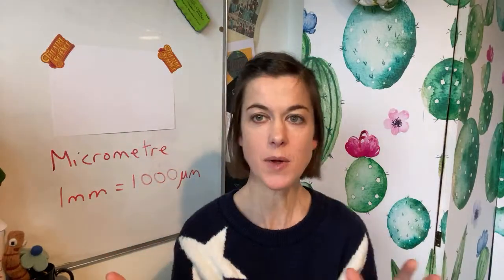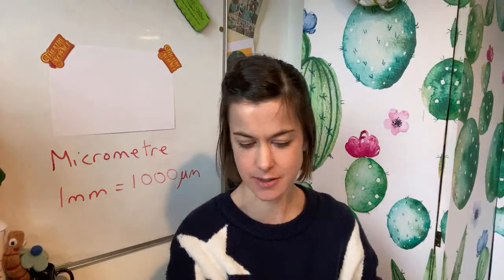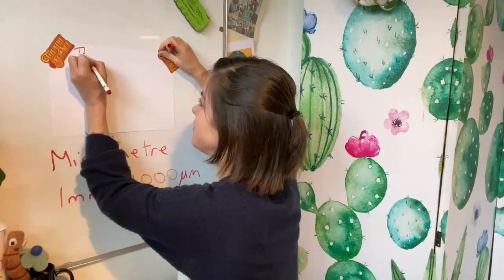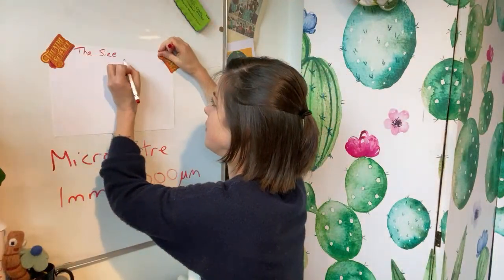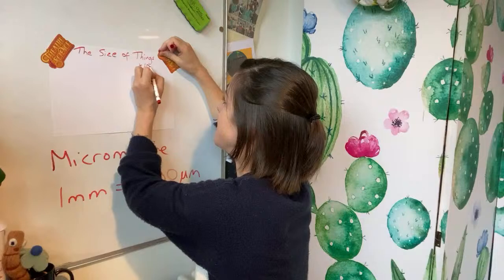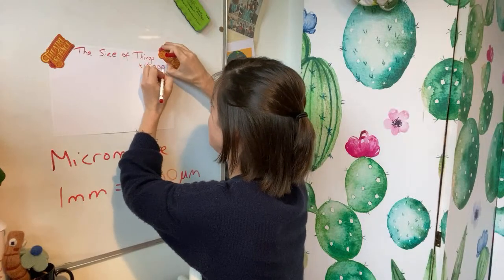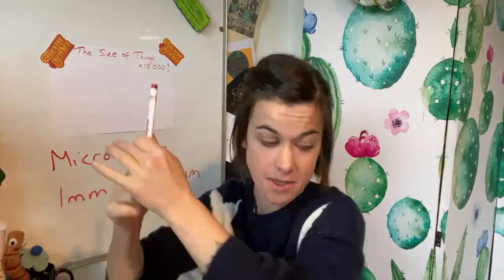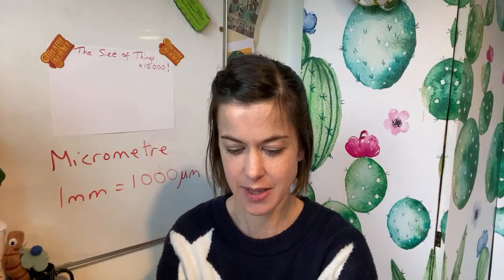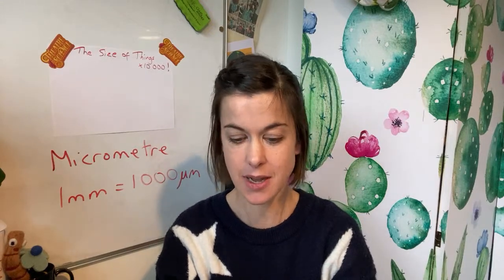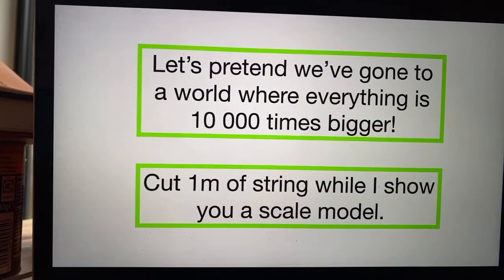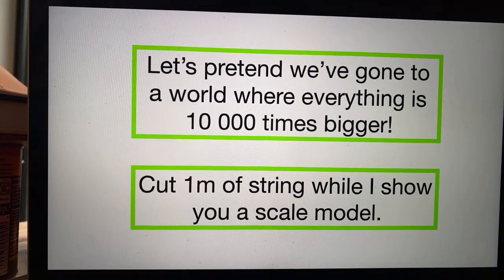Okay, so what I want to do now, we're going to make a little poster. So hopefully you've got a piece of paper and on it you can write the size of things times 10,000 we have to times it by. What we're going to do is pretend that we're going to a world where everything is 10,000 times bigger than it actually is. Look, I will show you that on the screen. Let's pretend we've gone to a world where everything is 10,000 times bigger.